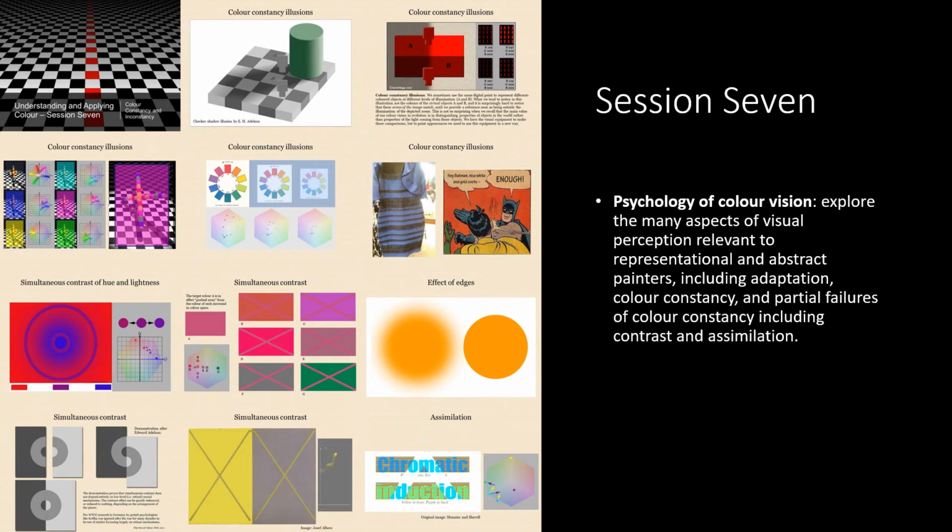We then finish the session by looking at some what you might call failures of colour constancy. These are effects like simultaneous contrast and so forth, where the same object can appear different colours, also relevant to us as painters.